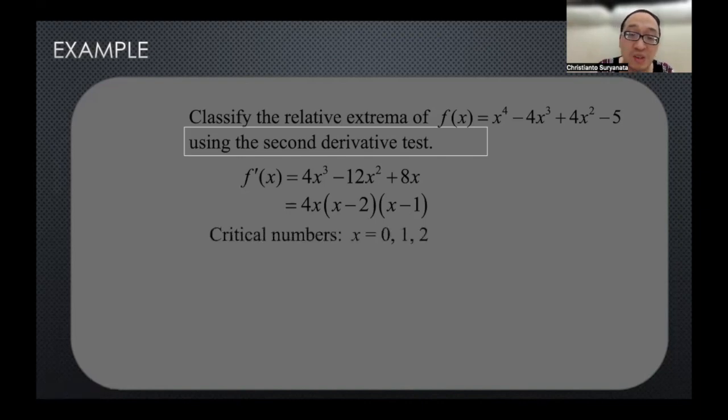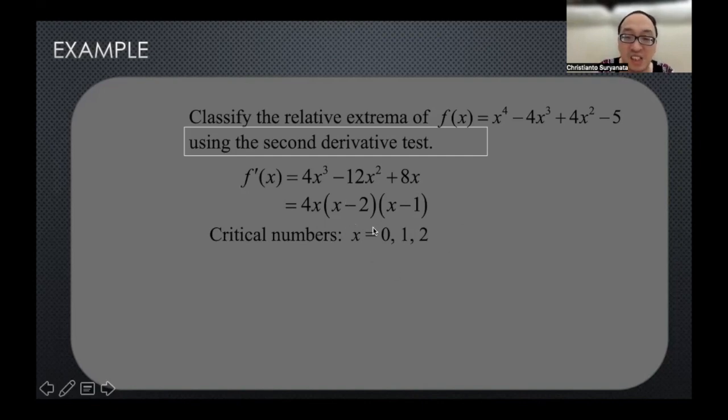So that means when it is equal to 0, we will have the x values: 0, 1 from here, and 2 from here. So there are 3 critical values or 3 stationary points: 0 from here, 1 from here, and 2 from here.